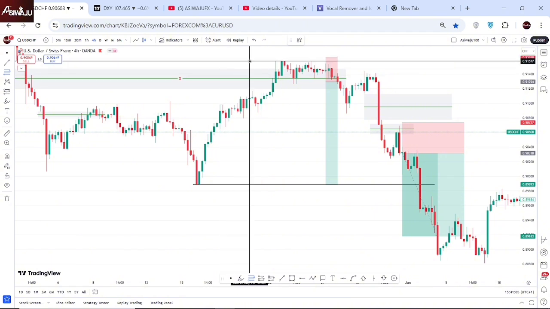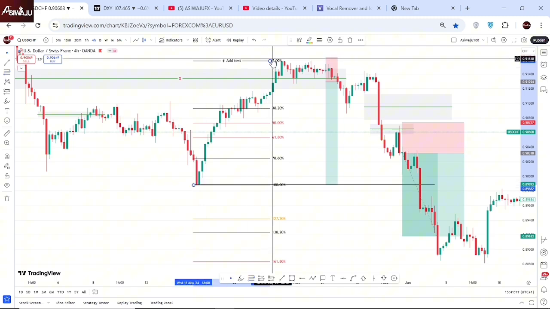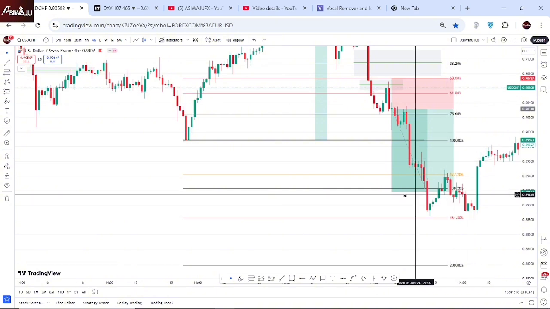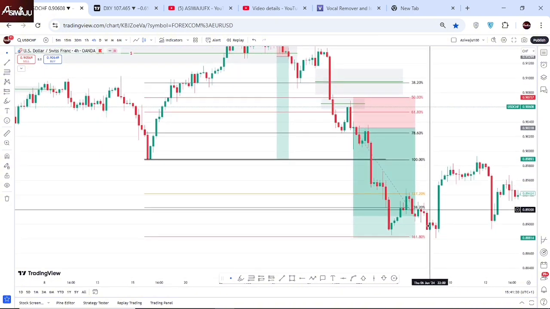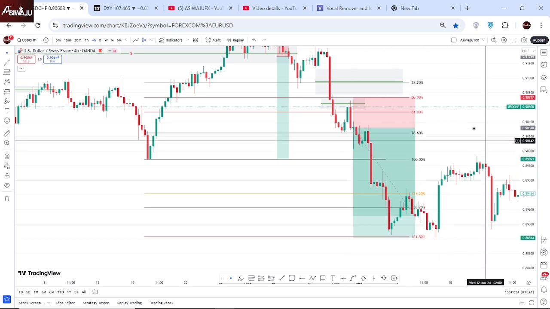Take your fib from this high here to this low, which is this low that we have here. So let me just extend it to the right side, and now you can just extend your TP to this 1.618 Fibonacci level, which is here. This here can be your target. Like I said, the 100% can be your target.